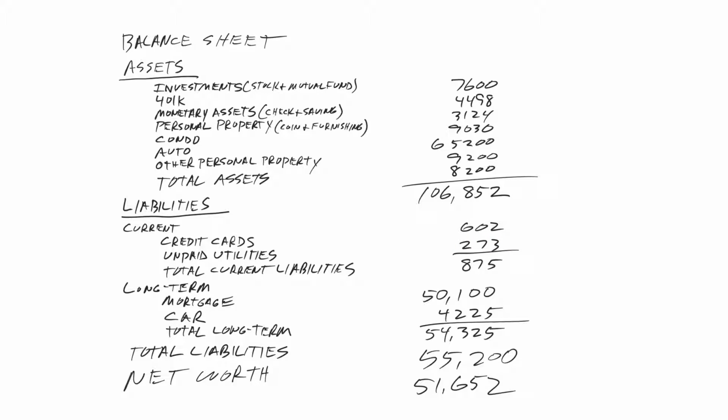Total current liabilities, add those up. There we go. And long-term liabilities, mortgage, car. Okay, there's our long-term liabilities. Total liabilities, total assets, net them out. There's our net worth, $51,652.